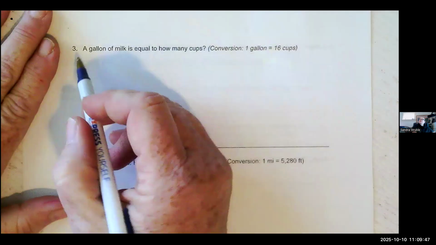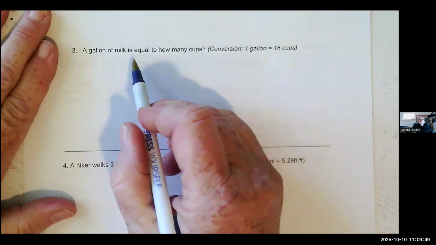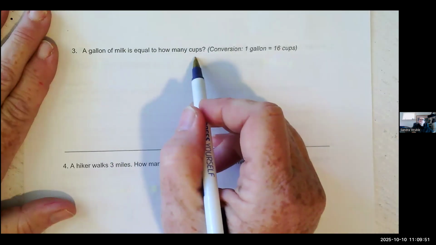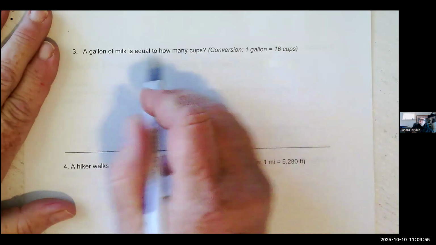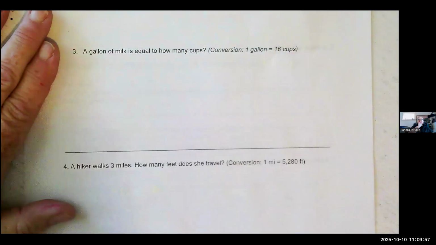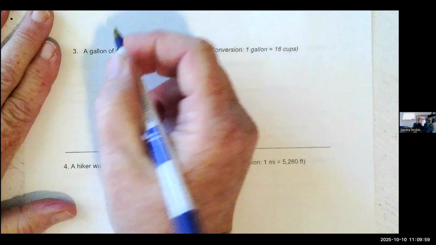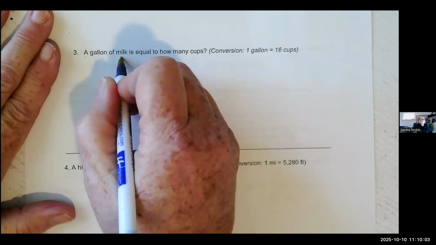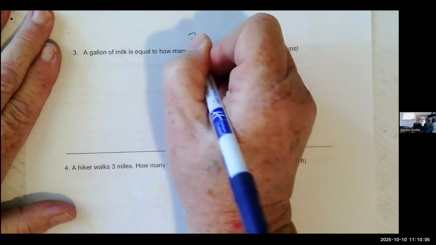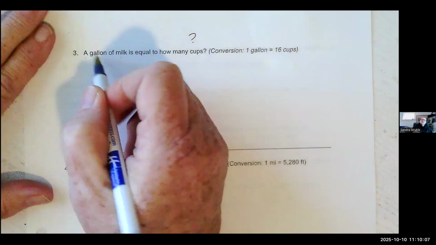All right, a gallon of milk is equal to how many cups? All right, so what are we starting with here? Are we starting with cups? Are we starting with gallon? Are we starting with conversion? We never start with conversion. So we always start with what they're giving us. They're giving us that it's a gallon of milk, and we're wanting to know how many cups. So we have to start with what we do know.